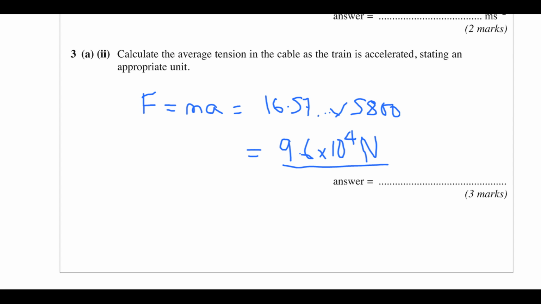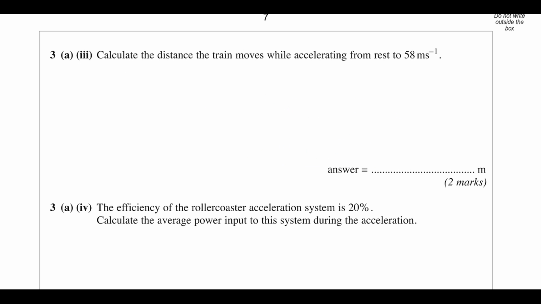All right, this is carry on. Okay, so it wants us to calculate the distance the train moves while accelerating from rest. So let's get our suvat out again. So we actually know all components of it. I'm going to pick the one without acceleration because it means we don't have to use unrounded values from before. So the equation without acceleration is this one, u plus v over 2 times t.